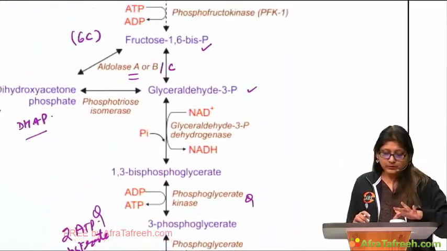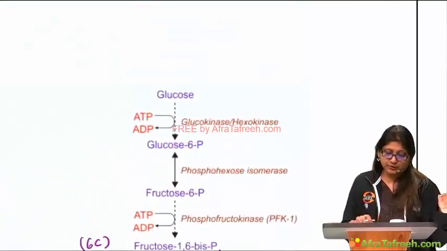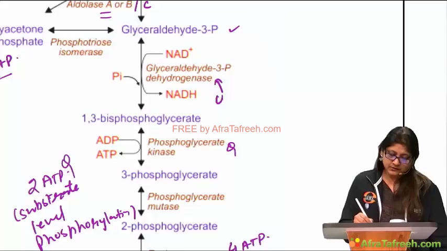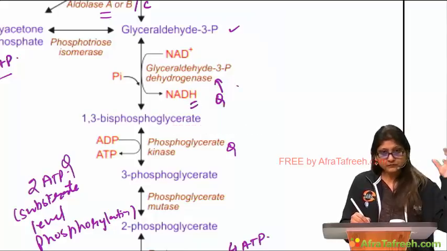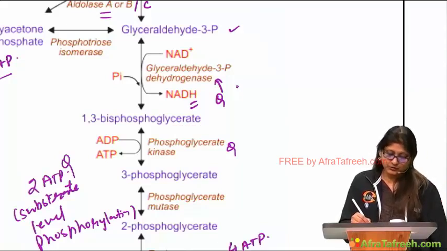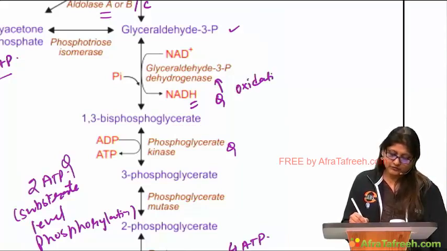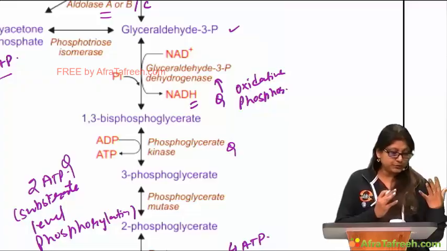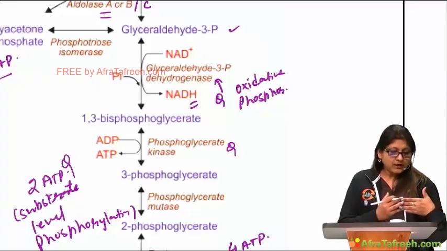And the point where oxidative phosphorylation may produce ATP is the dehydrogenase step. This is the point where NADH is going to generate ATP in aerobic condition. So this is the place of oxidative phosphorylation, but this will happen only in aerobic condition. In anaerobic condition, this NADH is not going to produce any ATP.